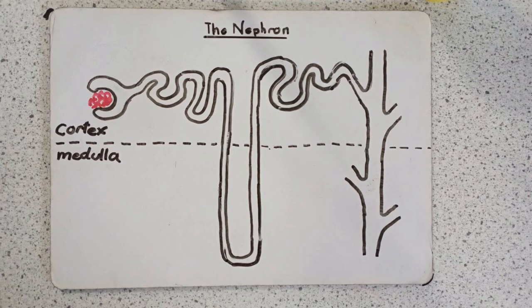To conclude, the nephron is an incredible structure in the kidney that filters and cleans your blood through essential processes like ultrafiltration and selective reabsorption.